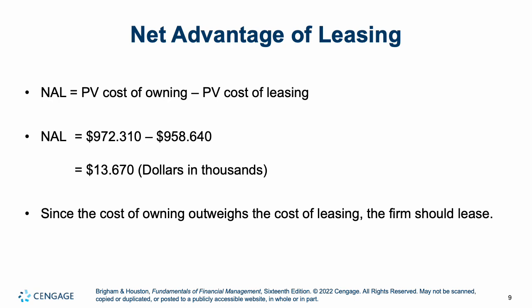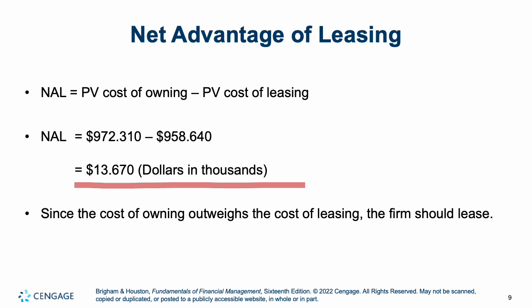So net advantage of leasing is just the difference between cost of owning and cost of leasing. And if the cost of owning is more than the cost of leasing, you're going to get a positive number, and net advantage of leasing is a good thing. If the cost of leasing is more, you would get a negative number, therefore you wouldn't want to lease. So as long as you get a positive value for net advantage of leasing, you're going to want to lease more than buy because it's going to save us money. We would save $13,670 in today's money. Once again, this is all in present value, by leasing instead of owning, for the same 4-year time horizon, for the same computer system.